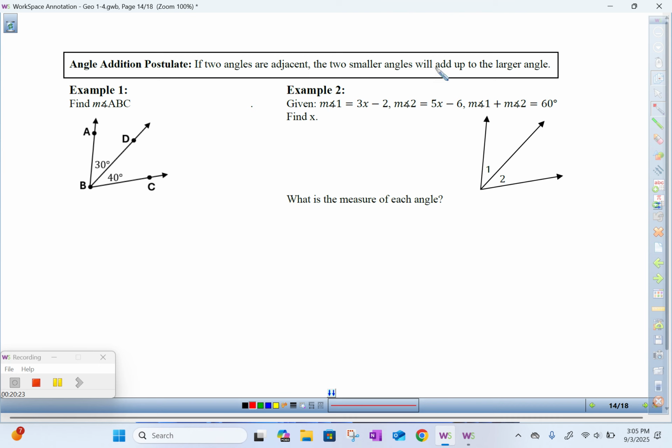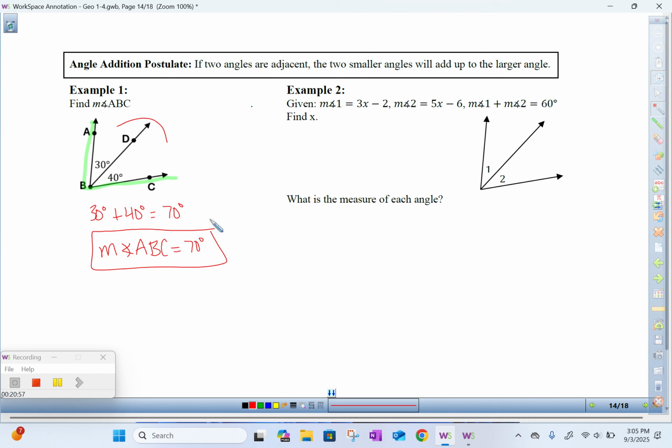Okay, so with that in mind, I want to find the measure of ABC, so from here all the way out. That's just going to be the total of 30 degrees plus 40 degrees, giving me 70 degrees. So for practice, the measure, remember that's what that little m stands for, of angle ABC equals 70 degrees.